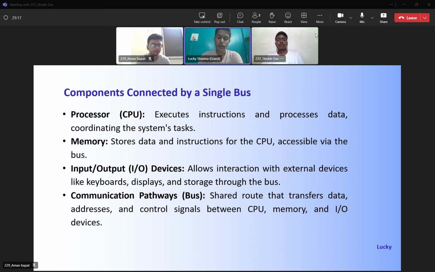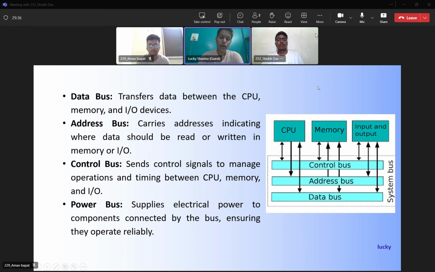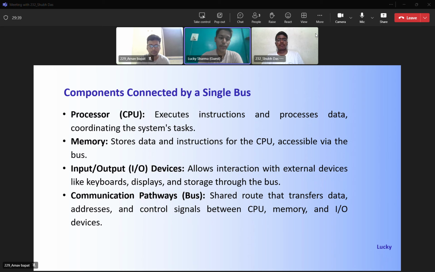It is connected to the CPU through the bus for more efficiency. After that, input output devices. They are basically the interface between the external devices like keyboard, mouse, etc. After that, communication pathways. There are various shared routes between the different components of our computer systems, which are used to transfer many things, basically the memory, data, or address which we want to transfer from one part to another. So they are the components which are connected by a single bus. Next slide.